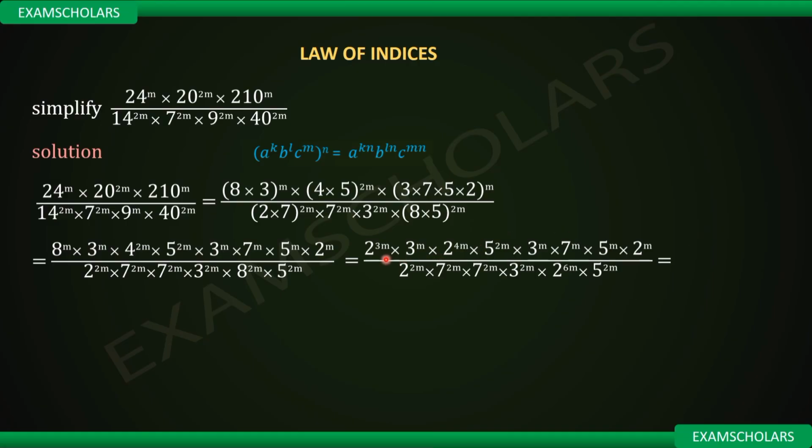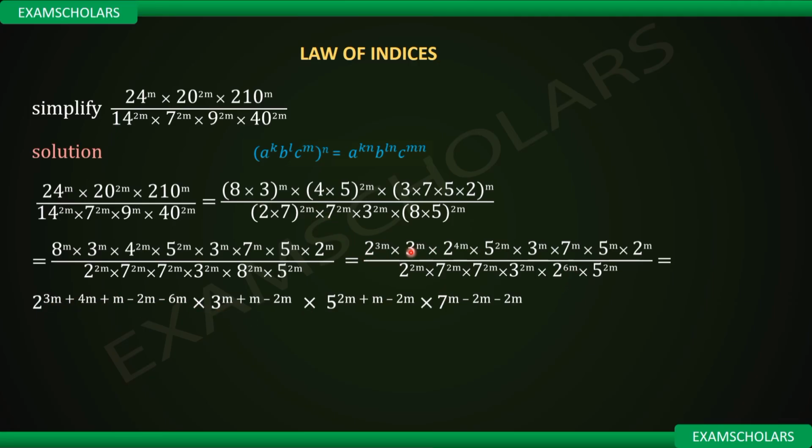You have 2 here. You have 3 here. We only have 2, 3, 5, and 7. So let's break them down. Picking your 2: 2 raised to the power 3m. Where's another 2 here? This one, plus 4m. Where's another 2 here? This one, plus m. Where's another 2 here? Denominator, minus 2m. Where's another 2 here? Then you have minus 6m. We are done with 2.